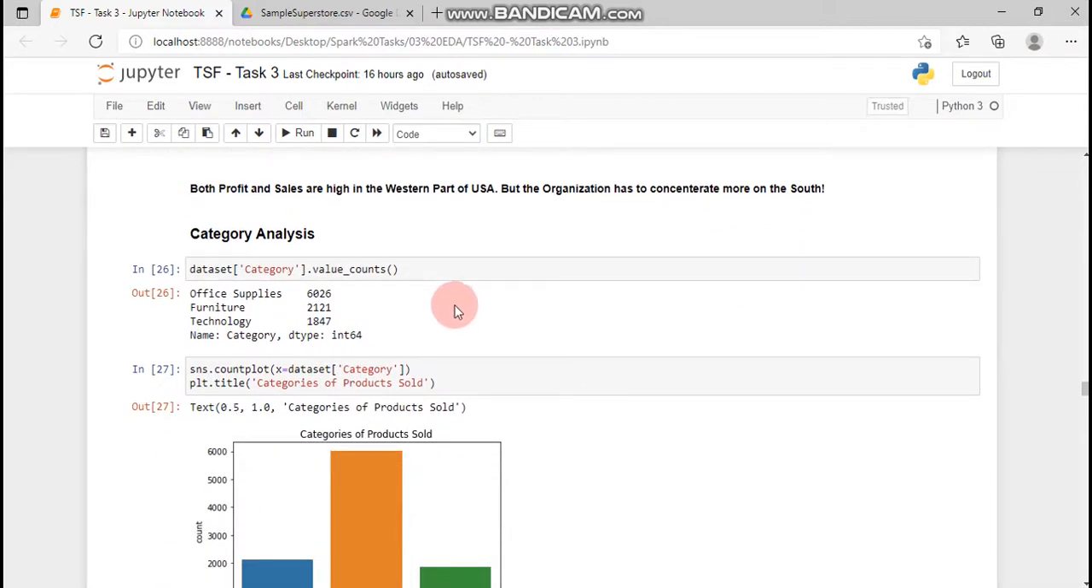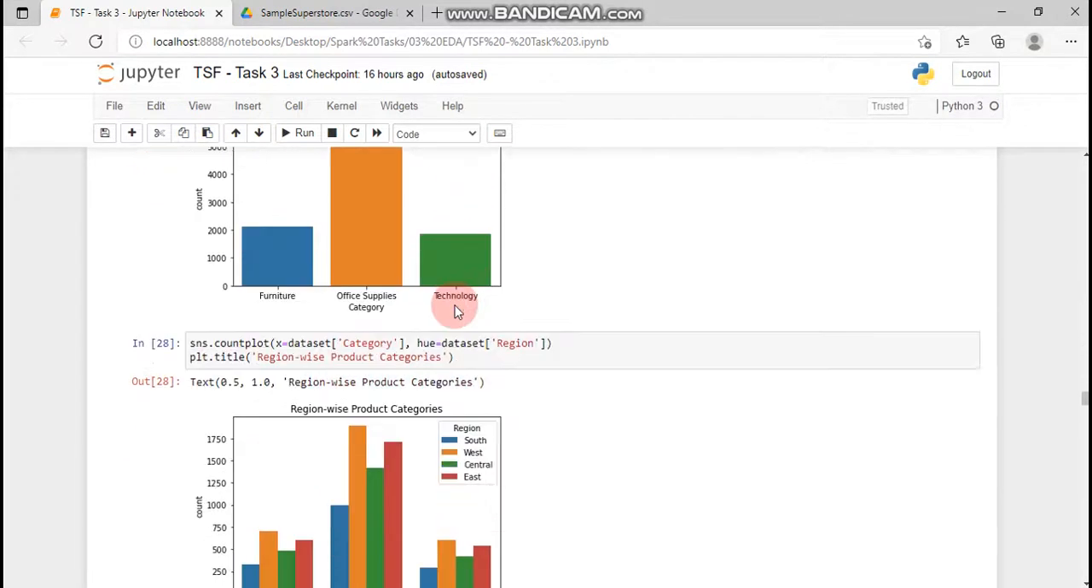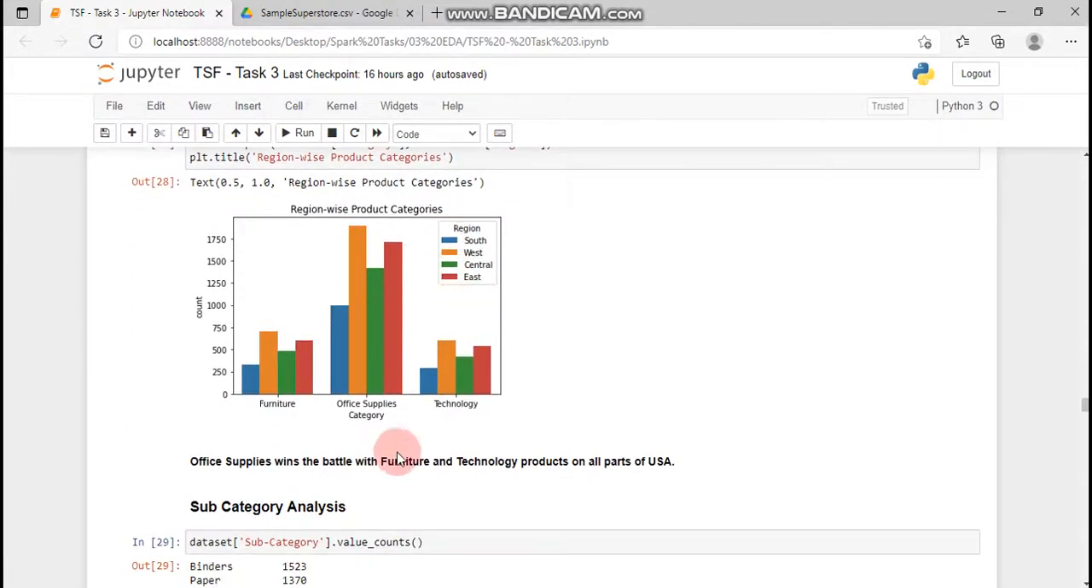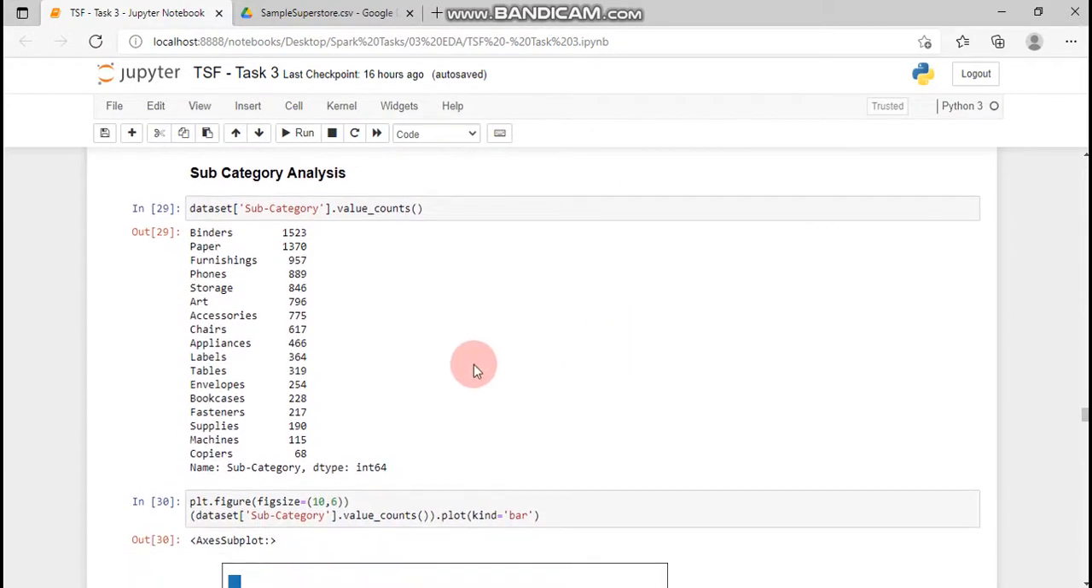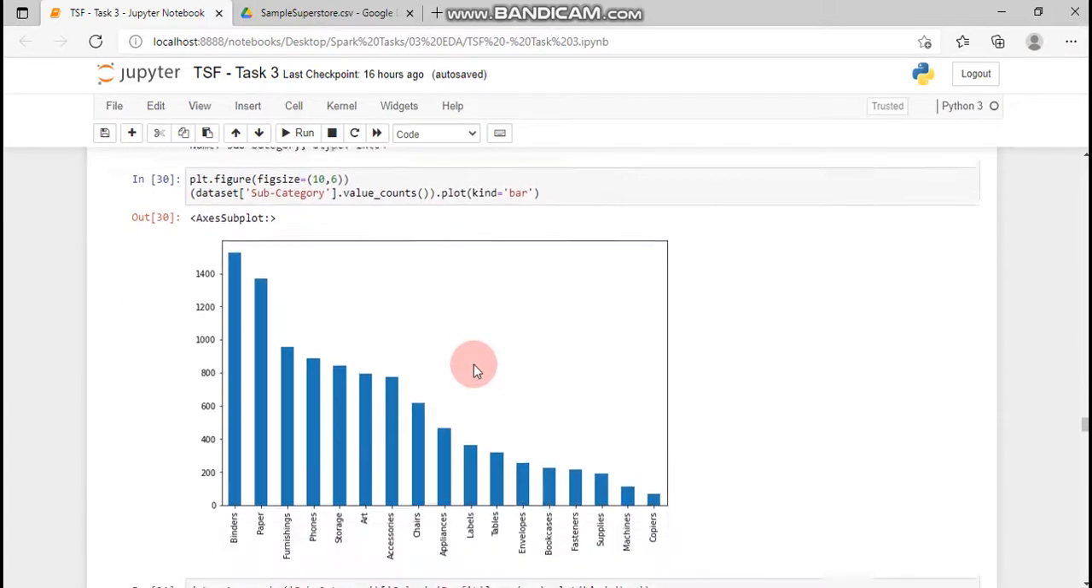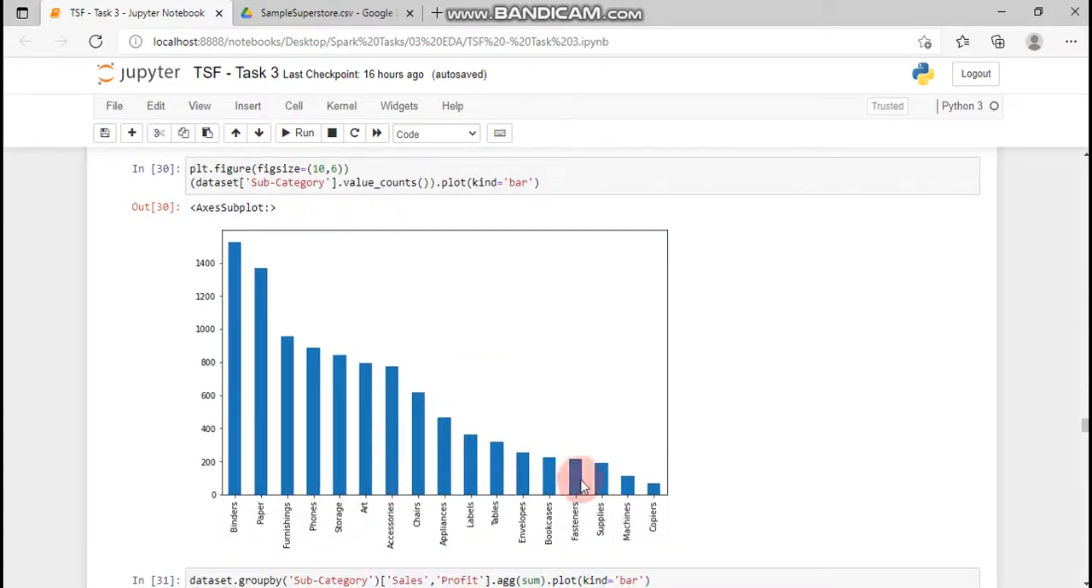Here I am performing category analysis. So we conclude office supplies win the battle with furniture and technology products in all parts of the USA. I am doing subcategory analysis for this task here. While plotting it in a bar diagram, we could see binders are the more consistently purchased product in this general store.